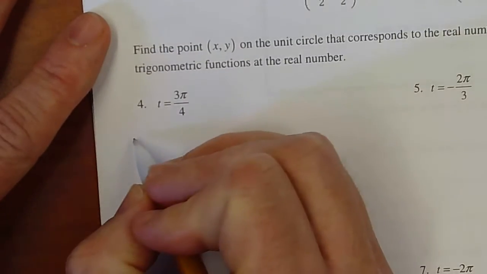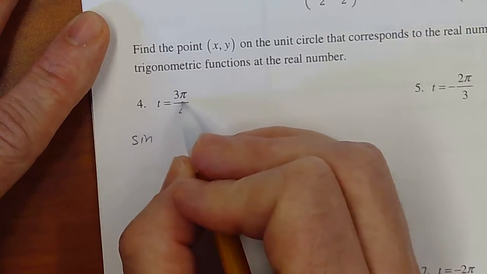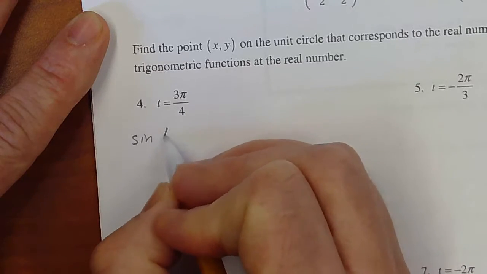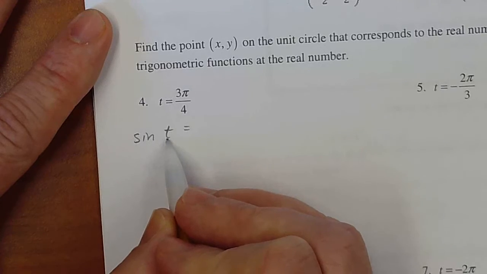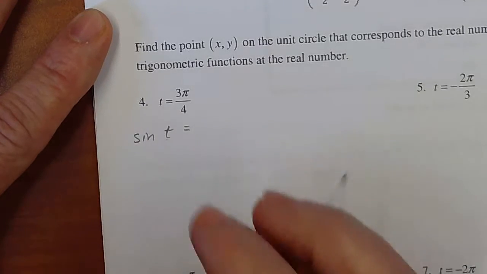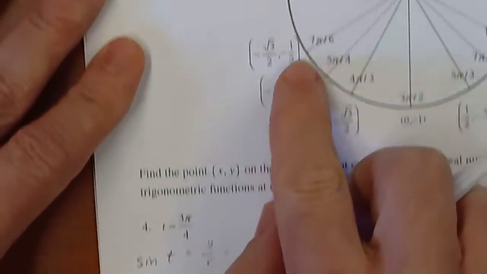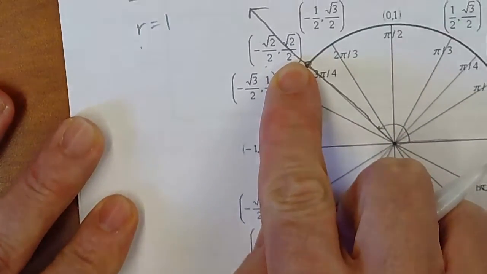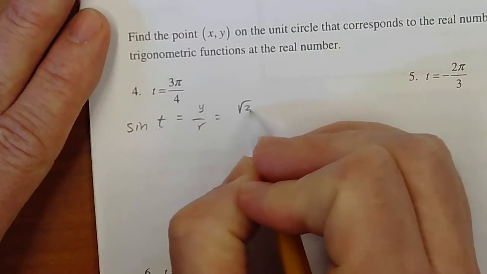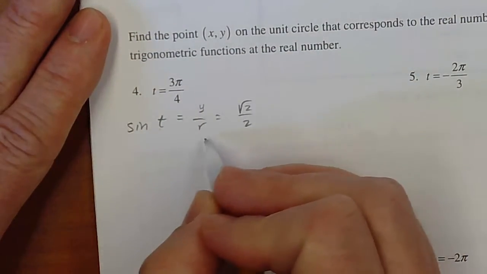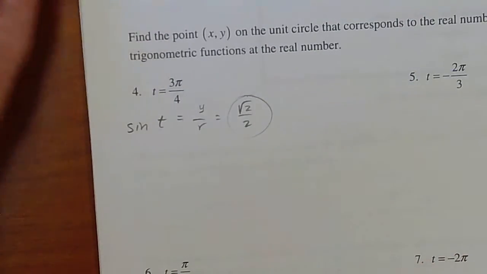Okay, so sine of angle t. Since they put t as 3 pi over 4, you could just put t, but you could also write sine of 3 pi over 4 right here. It equals what? Well, it's y over r. So what's our y value? It's right here. It's square root of 2 over 2. Now, do you need to show the over 1? Probably not. I think you guys got that figured out by now. There's the sine of angle t.